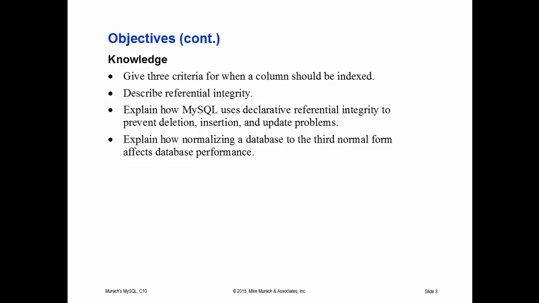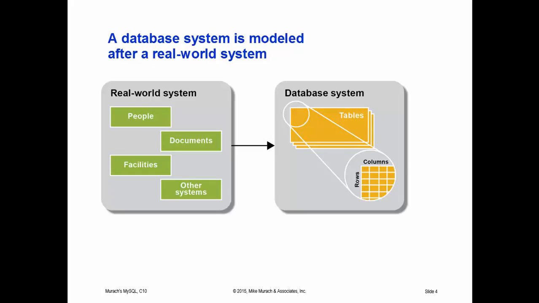Give 3 criteria for when a column should be indexed, describe the concept of referential integrity, and talk about how MySQL works with referential integrity. This will have to do with cascading and a few other things. And then explain how normalizing a database can help with performance.